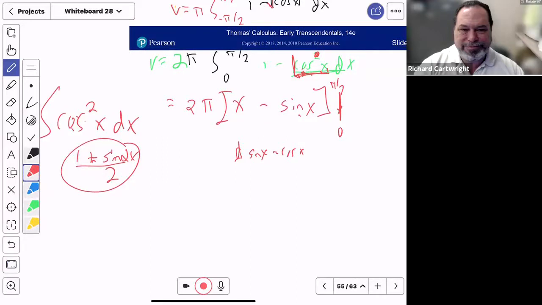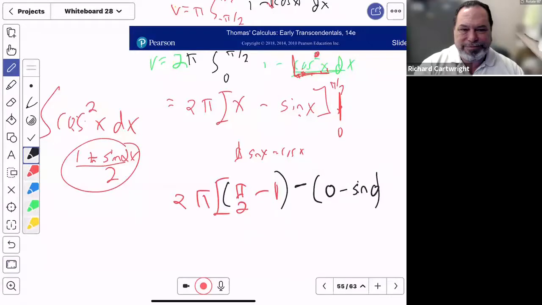I have that chart I gave you guys, and I have a whole bunch of charts that I could just make a notebook out of. Let's plug in pi over 2. So it's 2 pi times, and sine of pi over 2, the 90 degrees, isn't that a 1? I hope it is, or I just messed up. Minus a 0 minus sine of 0. I already was thinking that was going to give me a 0. I wasn't 100% sure, but sine of 0 is 0.